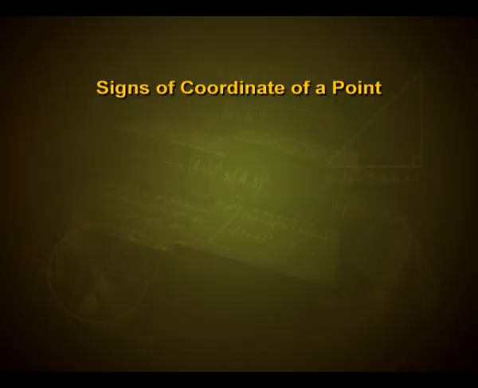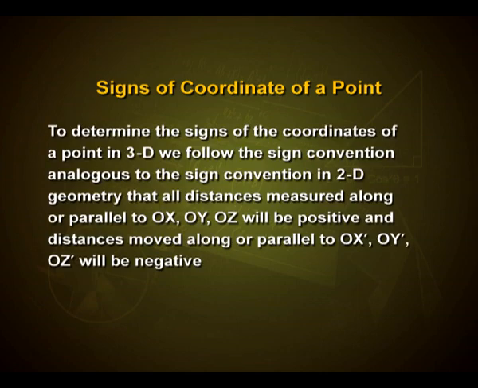Now, let us study the signs of coordinates of a point. To determine the signs of the coordinates of a point in three-dimensional space, we follow a sign convention analogous to that in two-dimensional geometry: all distances measured along or parallel to OX, OY and OZ will be positive, and distances measured along or parallel to OX', OY' and OZ' will be negative.